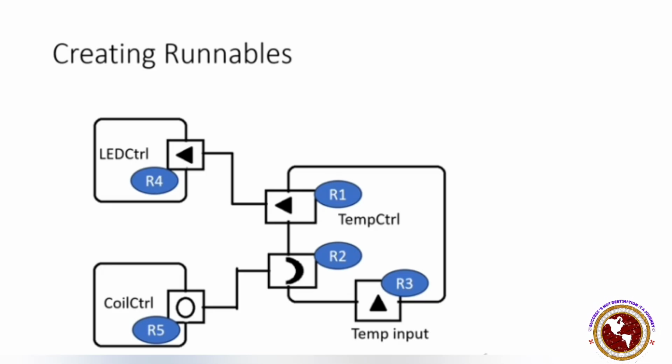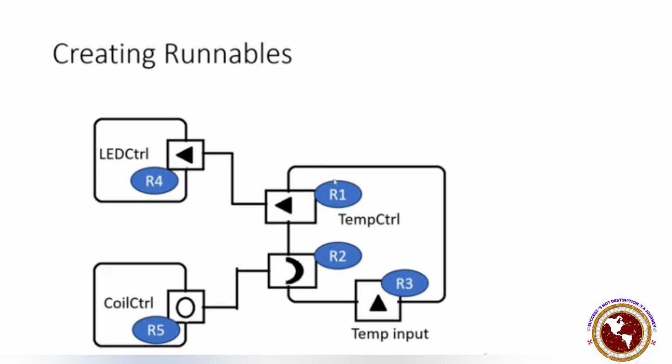So in our project we have 3 software components: temp control, LED control, and coil control. This particular software component, that is .c file, is going to have 3 runnables, that is 3 functions. I will name them R1, R2, and R3. And this software component has what? 1 runnable, I name it R4, and then another runnable for coil control, I name it R5. So totally we have 5 runnables.